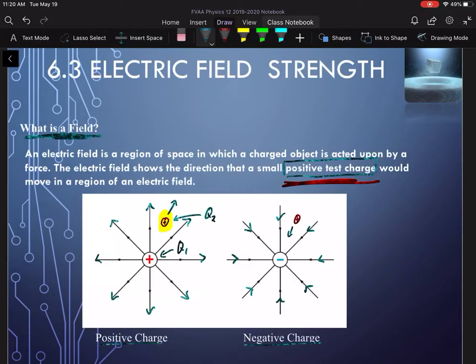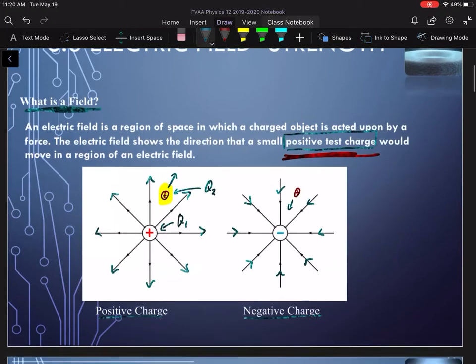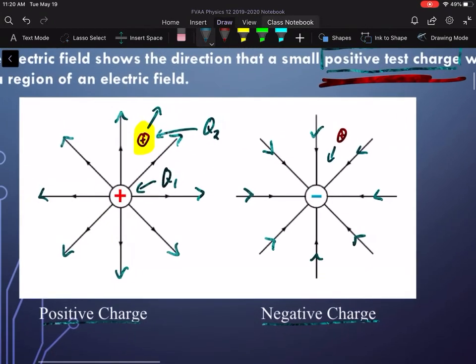An electrical field is a region of space in which a charged object is acted upon by a force. The electrical field shows the direction that a small positive test charge would move in a region of electrical field. So here, this is a diagram of a positive charge's electrical field and a negative charge's electrical field. Note the direction of the arrows around each charge.